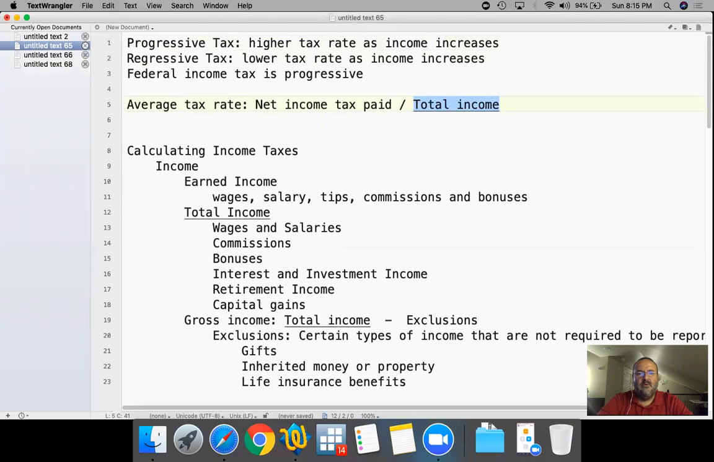and even though your gross salary may be at, I don't know, a 25% bracket, likelihood is that because of the exemptions and deductions, your taxable income will go down. Therefore, the amount of tax you pay, or tax rate, will go down, and therefore your average tax rate will be lower than what you thought it would be. So average tax rate is the net income taxes paid divided by total income.